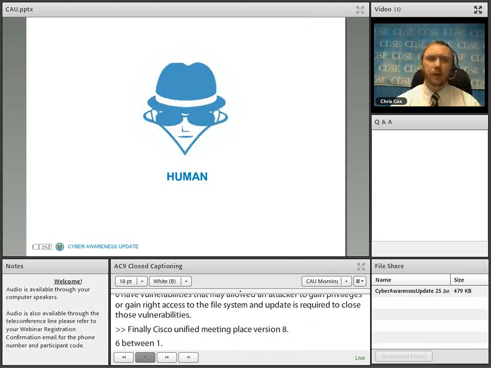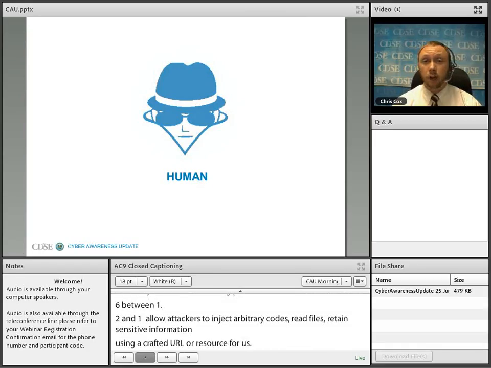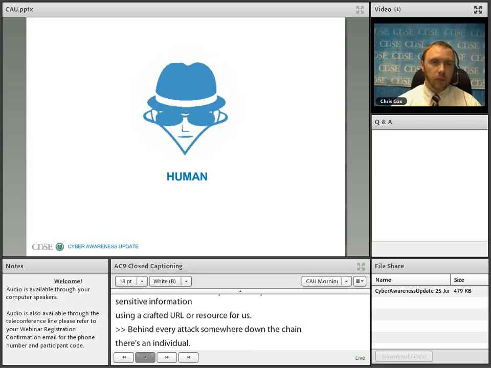Now behind every attack, somewhere down the chain, there's an individual. Maybe it's the person that created the piece of malware, or maybe it's the hacker that's targeting your organization. Let's take a look at one in particular just a little bit closer.